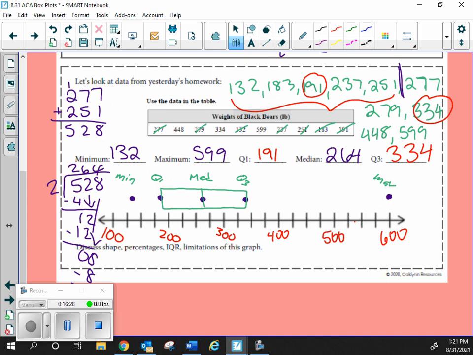Then from there, I'm going to extend my whiskers. So from Q1 to the minimum, and from there out. It makes more sense. And we're still absorbing. We'll do another one together, don't worry. Okay, so let's look at that.